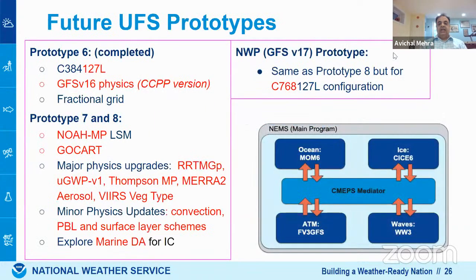And this is the last slide showing we've completed prototype 6 and our plans for prototype 7 and 8, which include bringing in NOINP, land surface model, go-kart for aerosols. We plan some major physics upgrades for radiation, microphysics, as well as convection, and some minor physics updates also for PBL and surface layer, and exploring marine DA. That's all I had. Thank you.